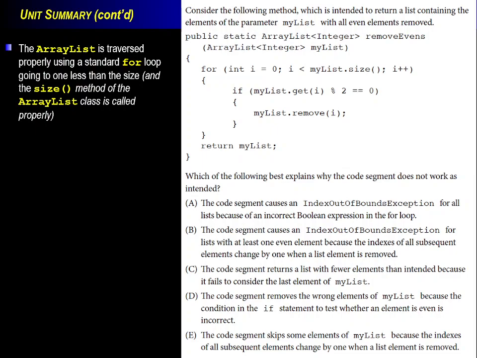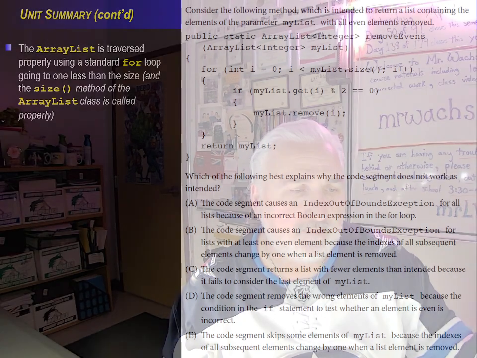Okay, so here's what we can see. The traversal, the for loop to traverse the myList value, is correct. It's using a standard for loop that goes from 0 to less than the size of the list. Not less than or equal to, but less than. Calling the size method, which is built into ArrayLists. So that's properly done.